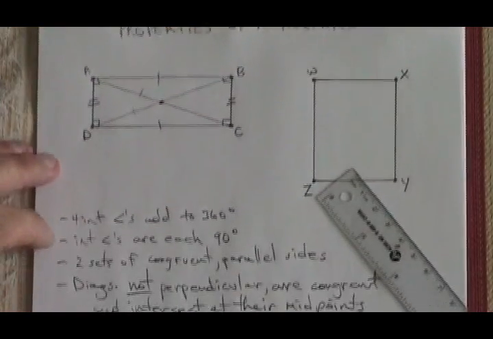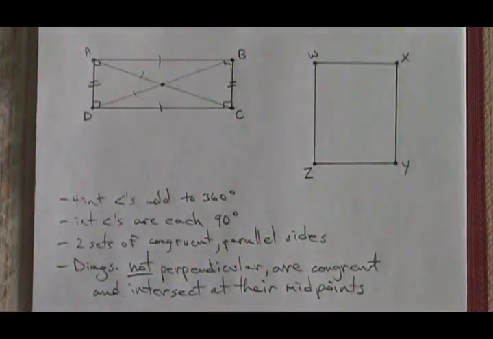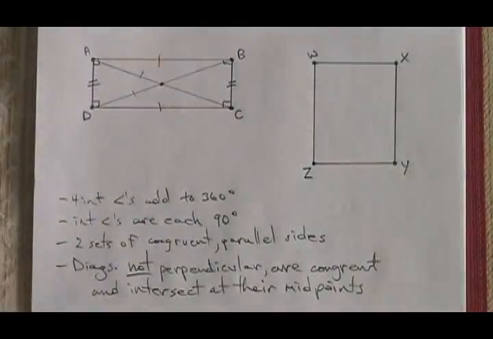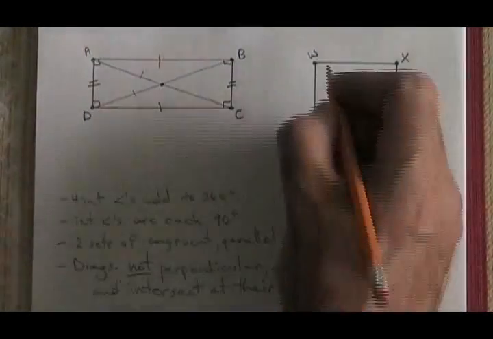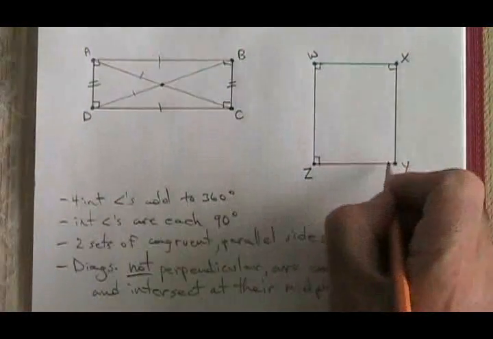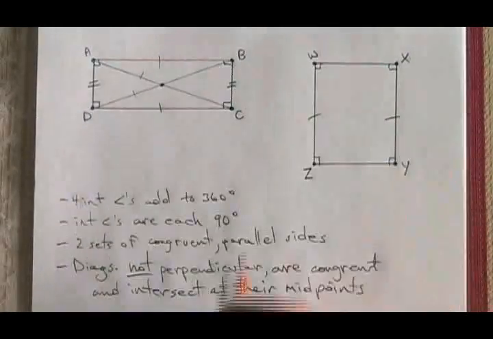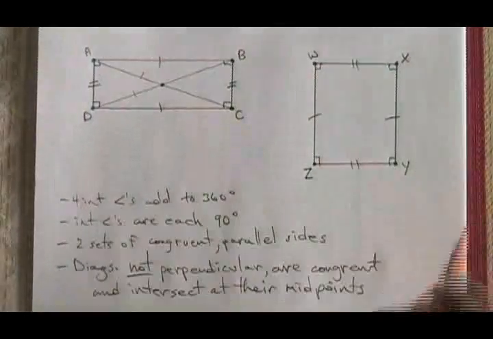I'll move this so that you can see it. This lists all the properties. Looking at this other rectangle, let's take a look at these properties. The four interior angles have to each be 90 degrees and of course add up to 360. It has two sets of congruent parallel sides.